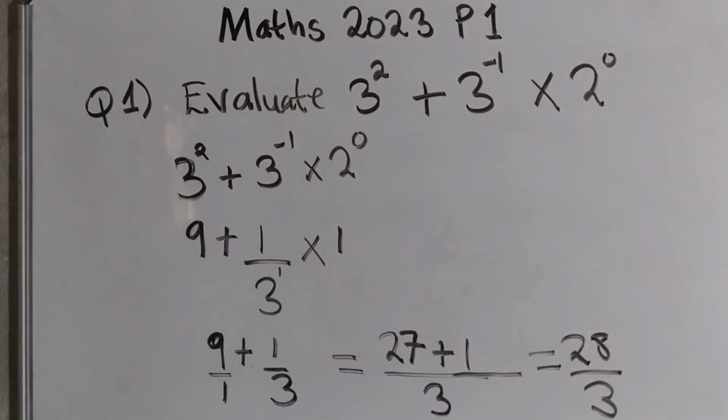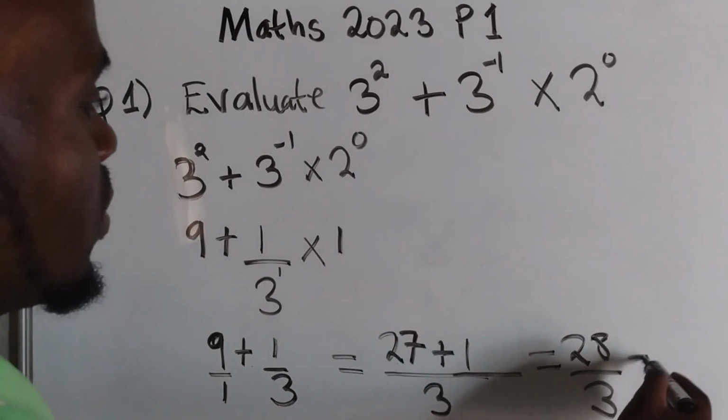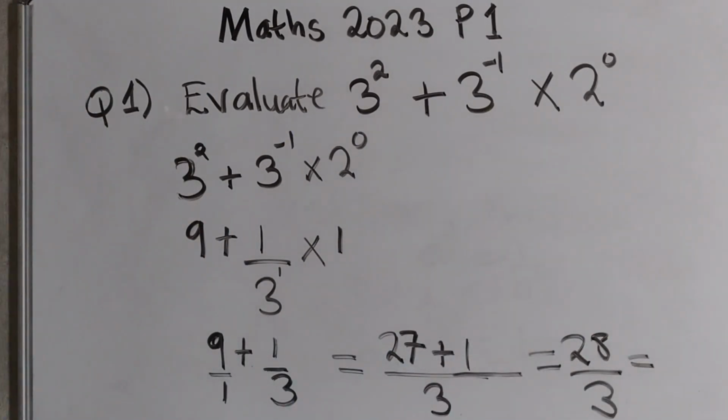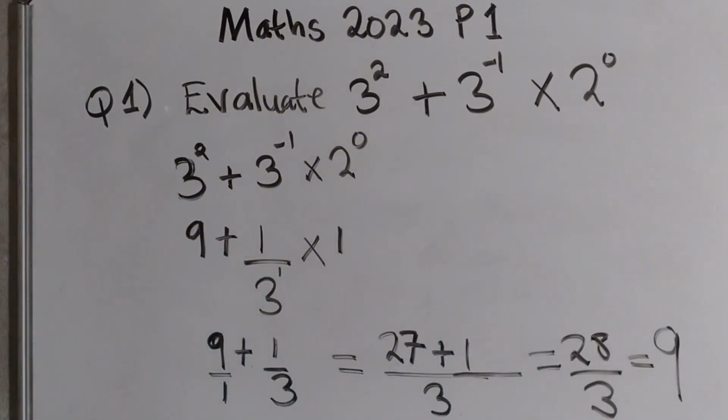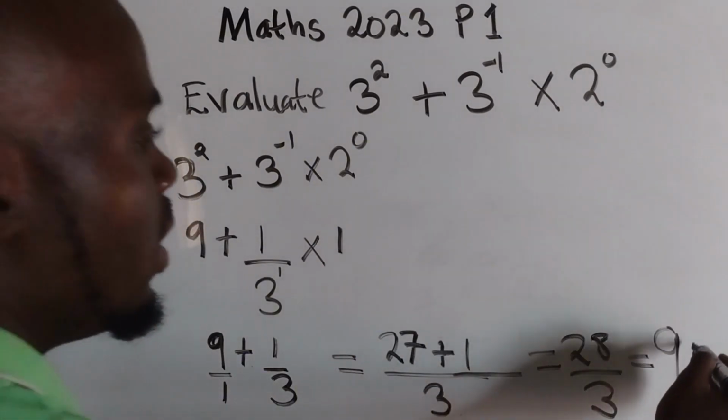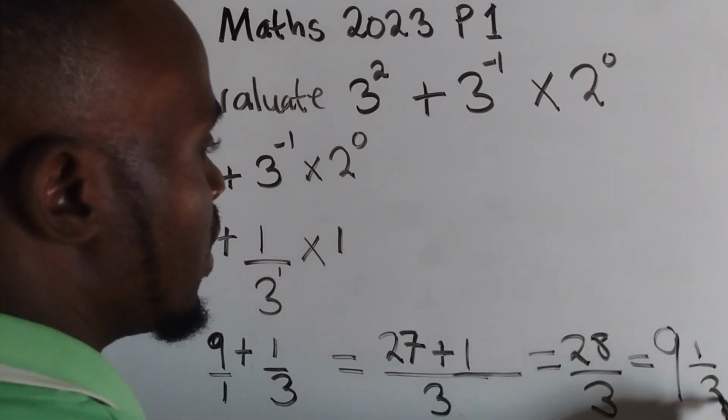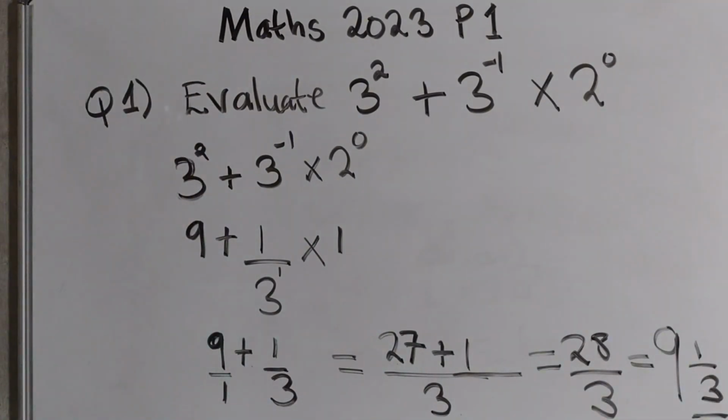Then let's leave our answer as a mixed fraction, where we say how many times can 3 go into 28? 9, because 3 times 9 gives you 27. So the remainder will be 1 over this 3. So we have answered our first question, which is 9 whole number 1 over 3. We are now going to proceed to question 2.